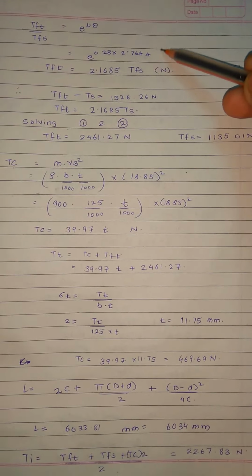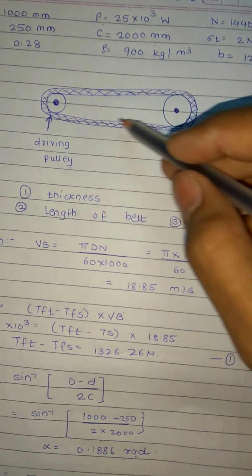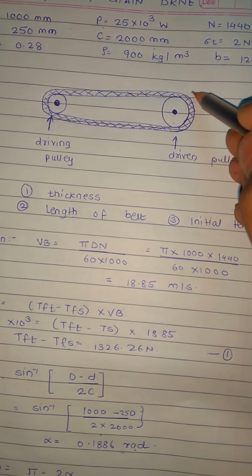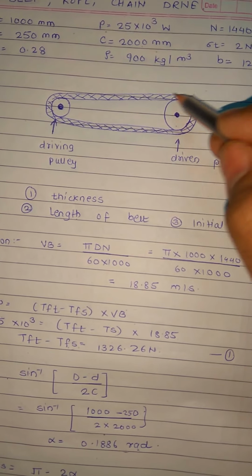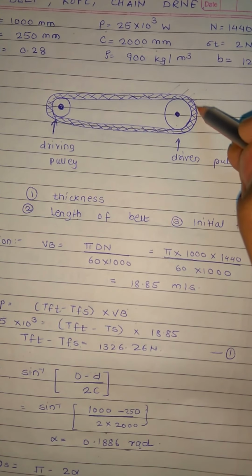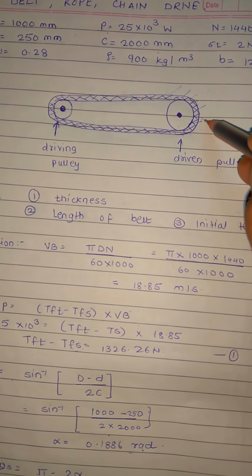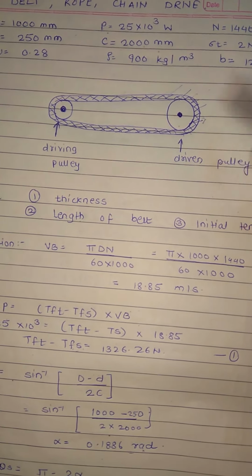Now what is centrifugal tension? When the belt is rotating at higher speed, the mass tends to throw the belt away from the center of the pulley. That is, the belt will try to run on the outer side of the pulley. This tension is known as centrifugal tension. So let's see what is centrifugal tension.